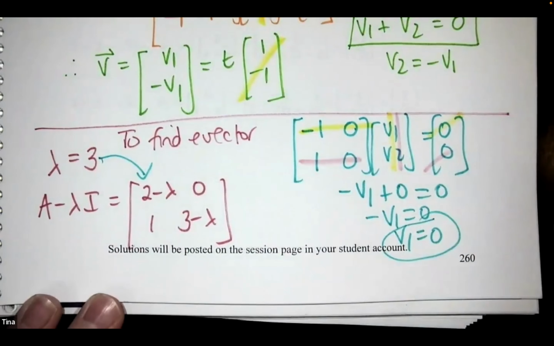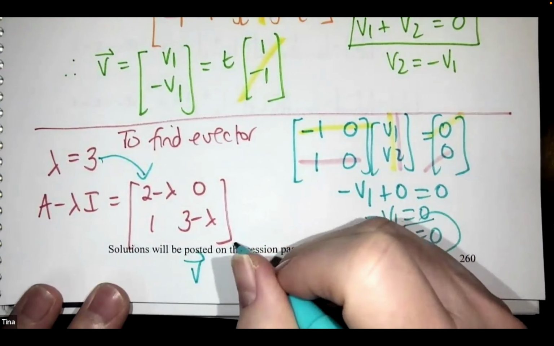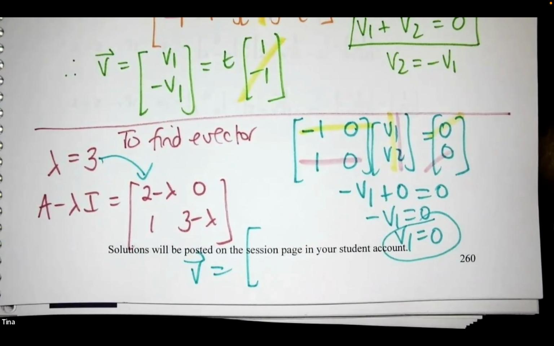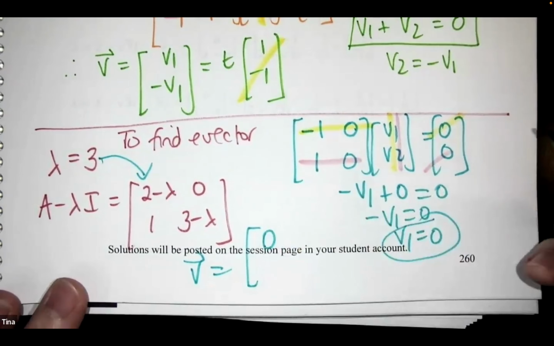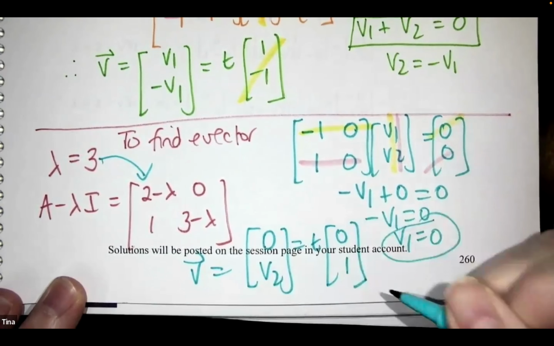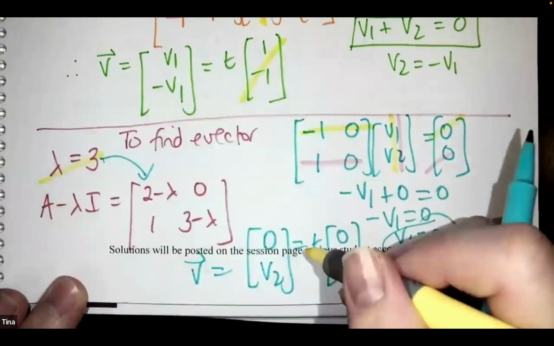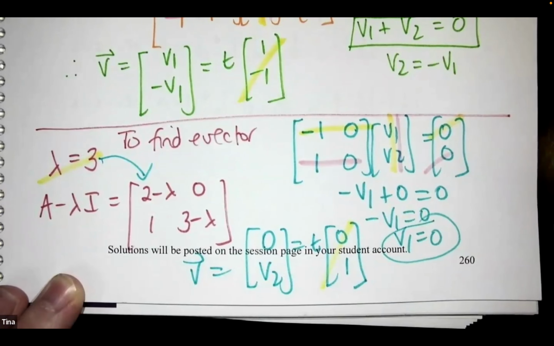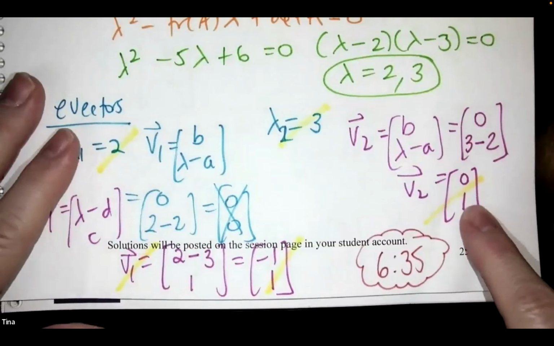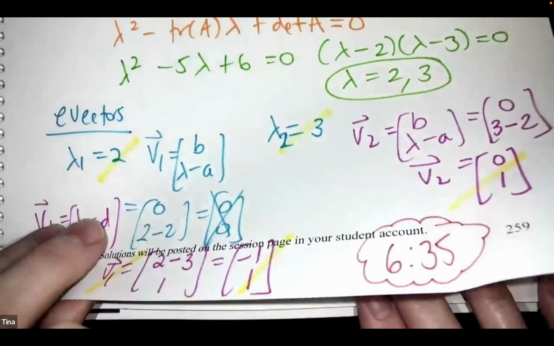So what does that mean about my vector? Well, that means the eigenvector that goes with 3 is going to be V1 is 0 and then V2. Or in other words, t times the vector (0, 1). So the eigenvector that goes with 3 would be (0, 1), or any multiple, of course, of that. And if you take a look, is that what we got before? Yes, right? Using that trick method, we got (0, 1).